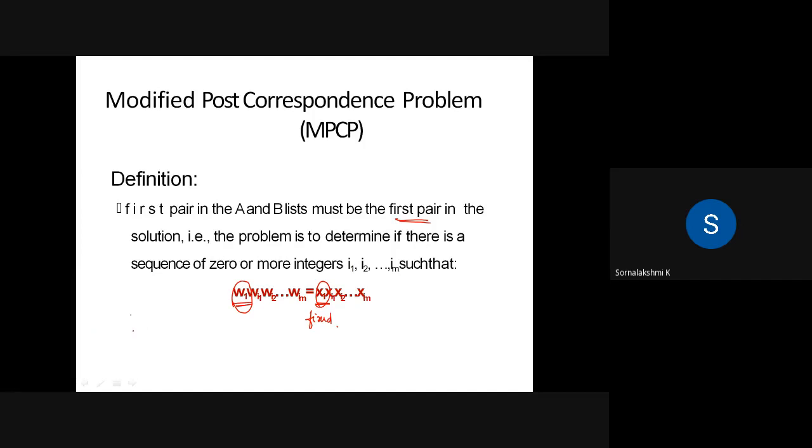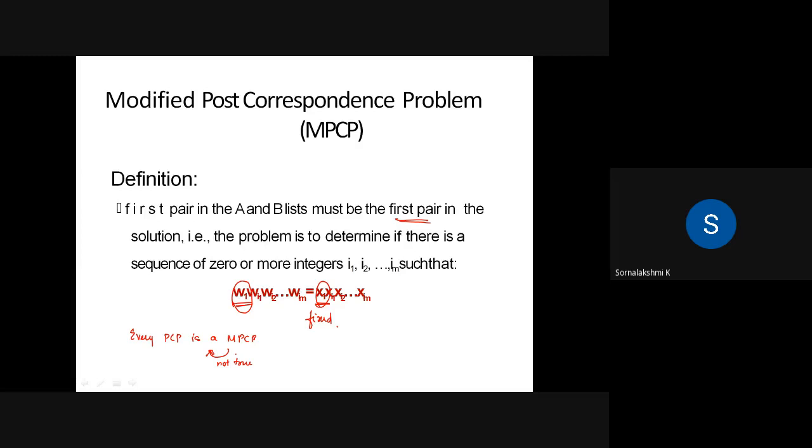Generally, every post correspondence problem is a modified post correspondence problem. The reverse is not true. Every post correspondence problem, one of the arrangements you can have is one where the first one is always the first string. So every PCP is a modified PCP, but the converse is not true.